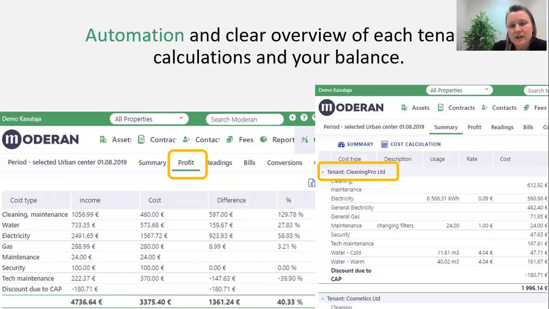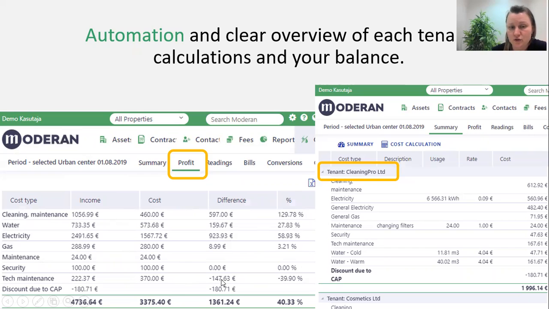And this automation, at the end of the day, gives you not just speed and efficiency, but also a clearer overview of all of your costs, how they're calculated to your tenants, and what is left for you. For example, we have an overview of the profit state or the balance. Here you can see clearly, by each cost type, how much you're charging your tenants for this period, what is the cost that you actually had to pay as a landlord, and what is the difference.